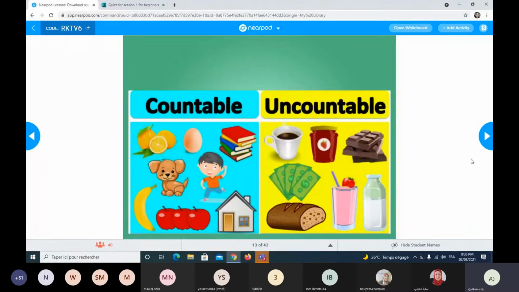I move to the second part in the yellow color. You have uncountable nouns, so I cannot use a number. Some coffee, some jelly, some chocolate, some money, some bread, some juice, some milk.